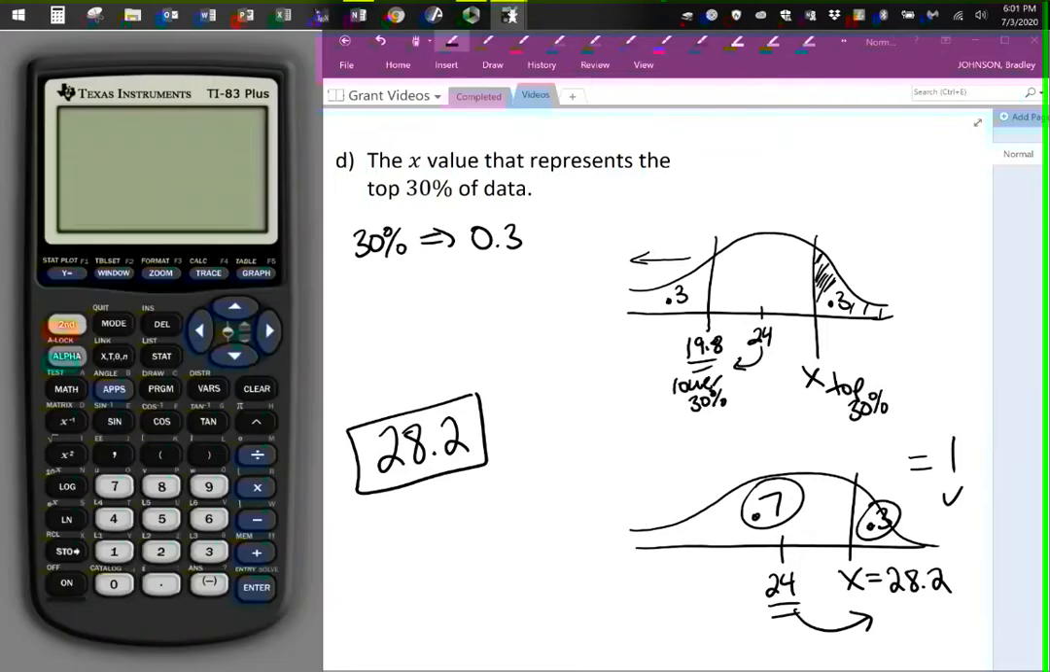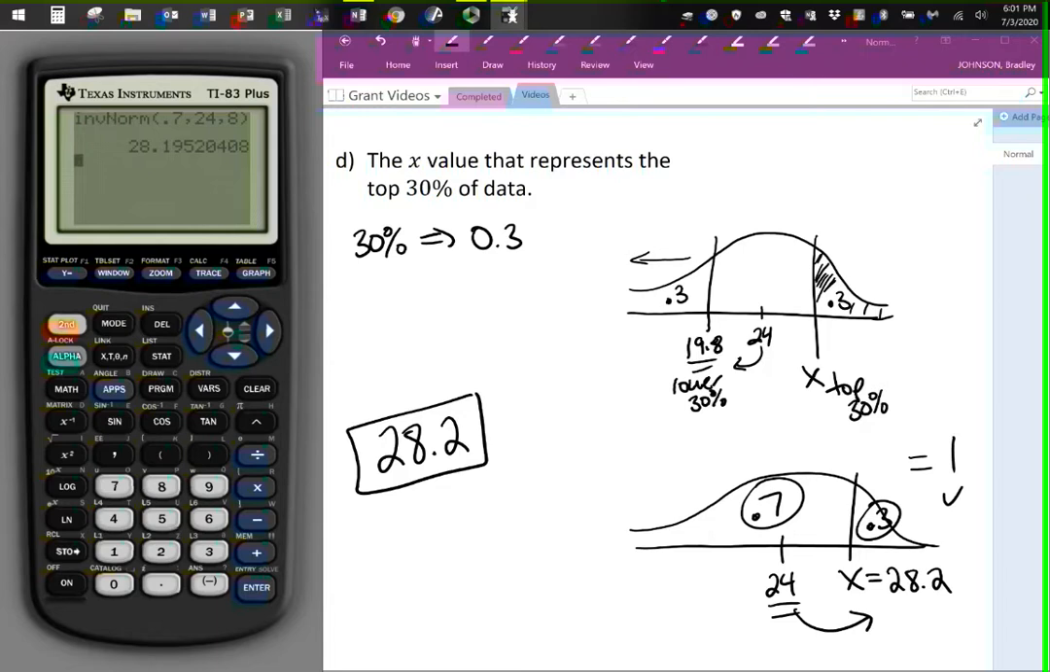Now let me show you in the 83. You can hit second vars, go to number 3 still, but then you just have to remember what to type in. Well, you need to put in the area to the left, so I can just put 0.7. I'll hit comma, and then you pick 24, comma, 8 to put in your mu and sigma. So you put the area, then mu and sigma. That's all you need to tell it. And then you get 28.2 again. And there we go. So that is the recommended way.